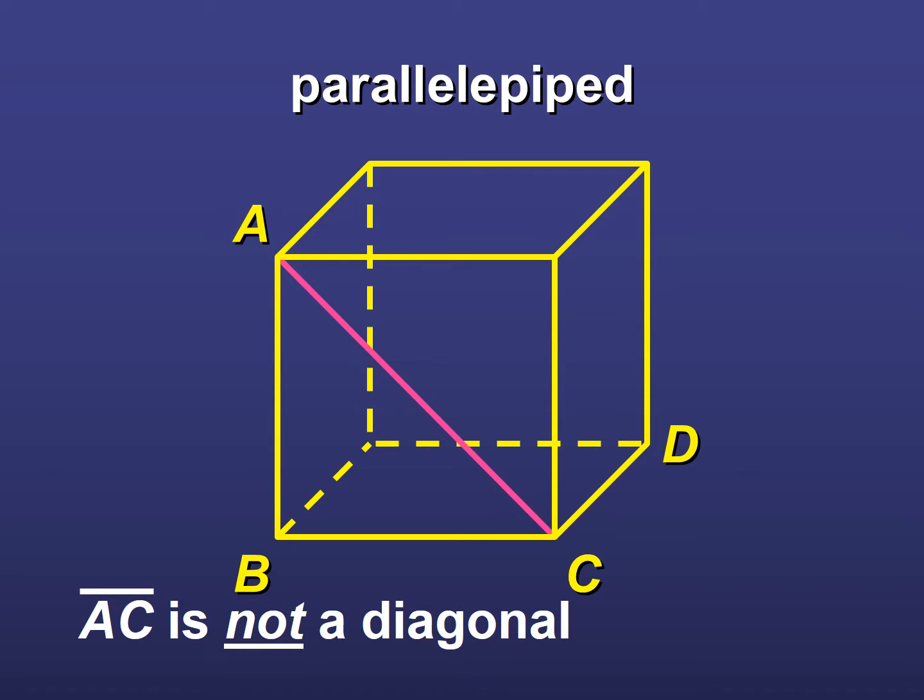So if you look at this one, segment AC, this is not a diagonal. It's not a diagonal of the hexahedron because vertex A and vertex C are on the same face. Now, we would say that AC is a diagonal of the parallelogram ABC, and then whatever that point here is. So AC is a diagonal of this face, but it's not a diagonal of the hexahedron.